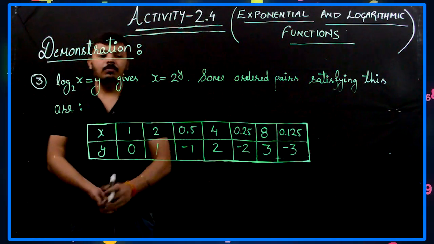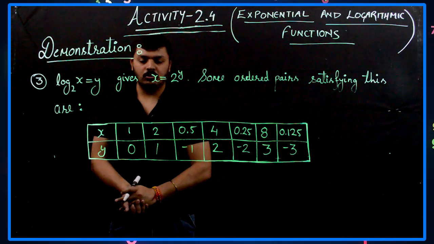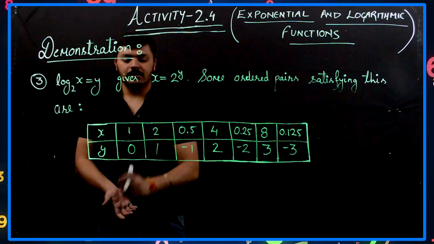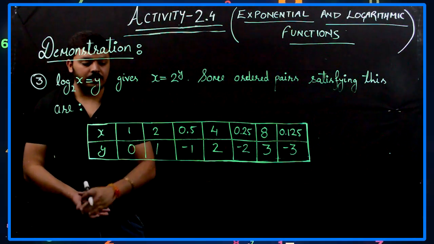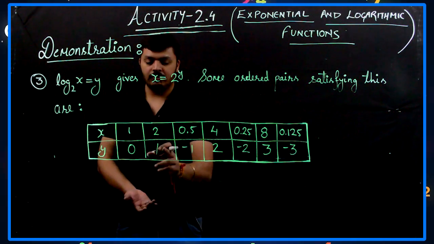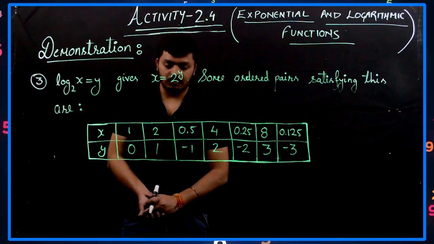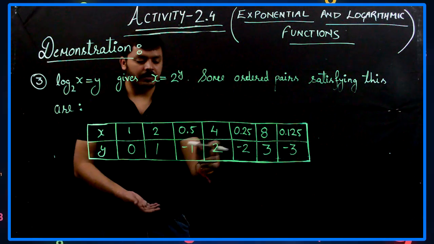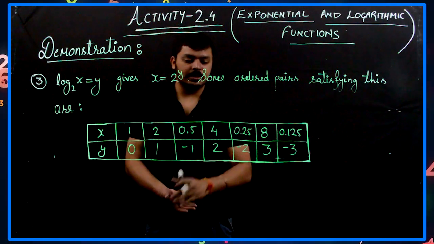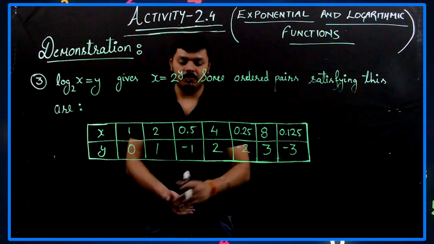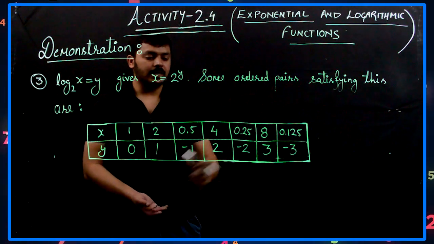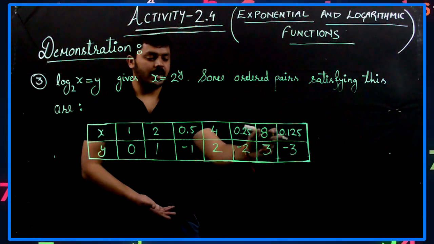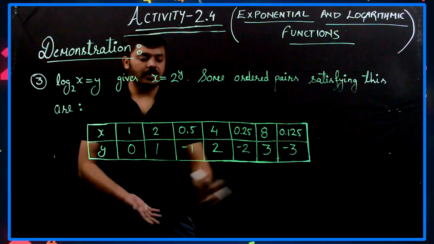So now from the given function, that is x equals to 2 to the power y, we have obtained the values of x and y by letting the value of y. When x is 1, we get y equals to 0. When x equals to 2, y equals to 1. When x equals to 0.5, y is minus 1. When x equals to 4, y is 2. When x equals to 0.25, y is minus 2. When x is 8, y is 3. When x is 0.125, y is minus 3.